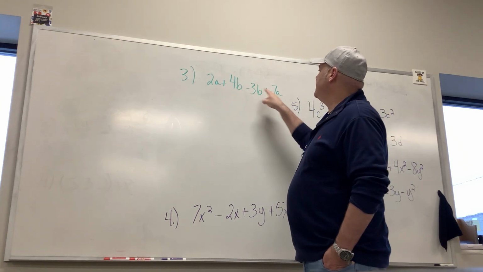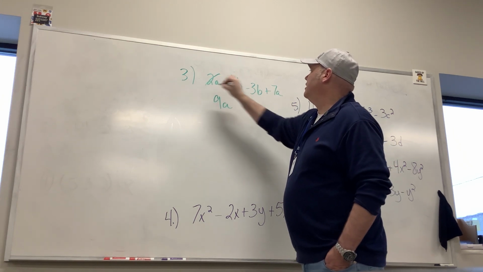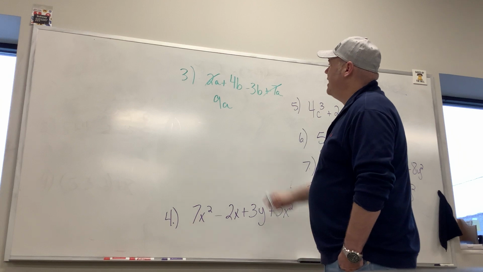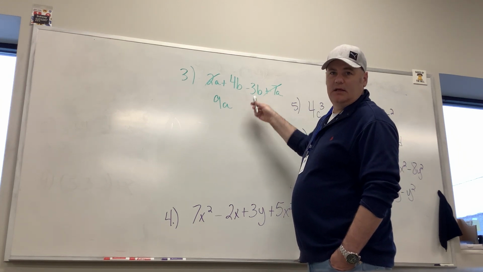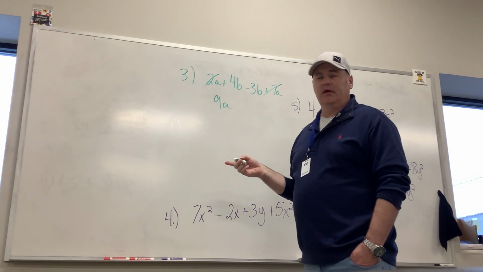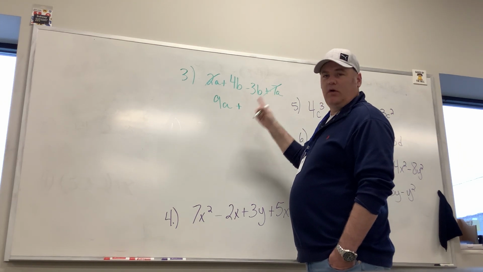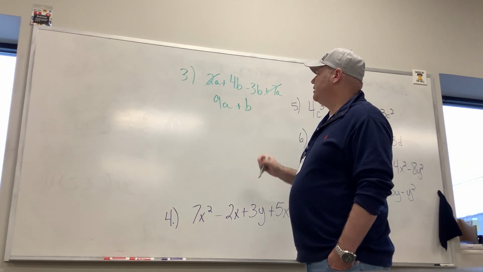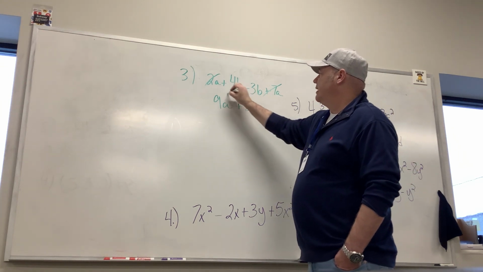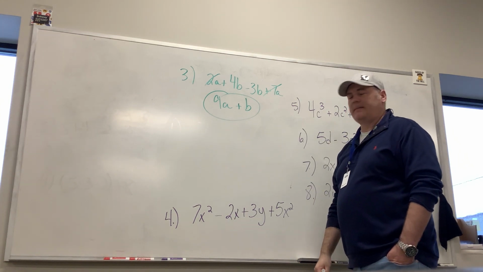So I can combine the a's. 2a plus 7a is 9a. I can cross them out because I used them. And then 4b minus 3b is 1b, and it's positive 1 because the 4 is bigger than the 3. So it's plus, it's positive, and it's 1b. And because I don't write 1, there's b. And I can't combine those together, so that's my answer. 9a plus b.